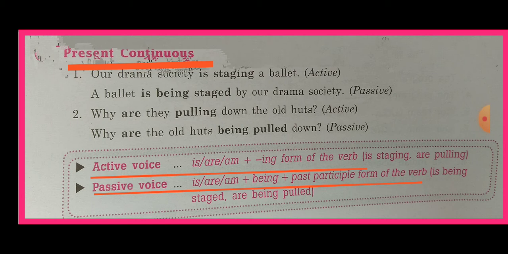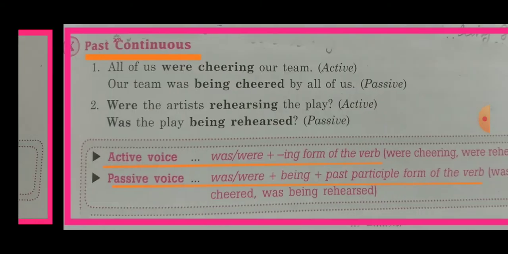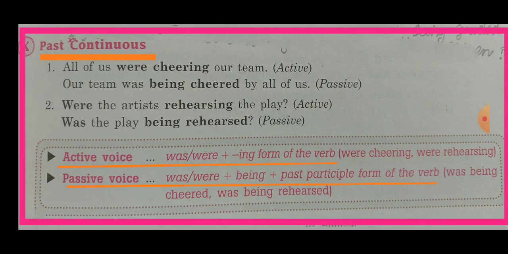This is already told to you that subject will change into object and object will change into subject. So is/am/are plus first form plus ing is changed into is/am/are plus being plus past participle. Now past continuous. In past continuous tense, this is how we are revising the tense chapter also, was/were plus first form plus ing will be changed into was/were plus being plus third form of the verb.